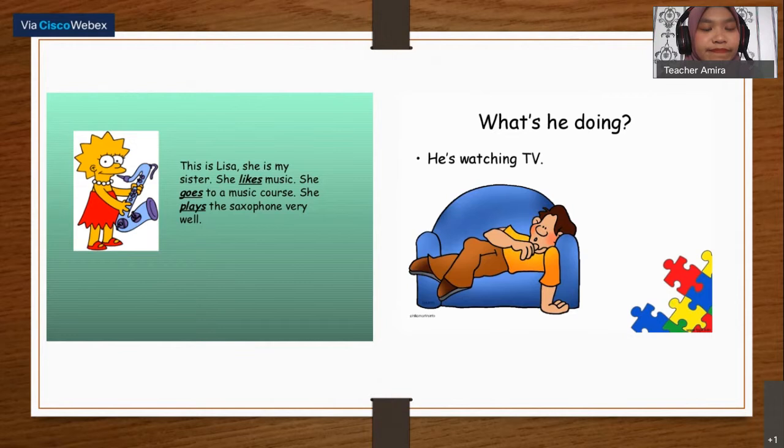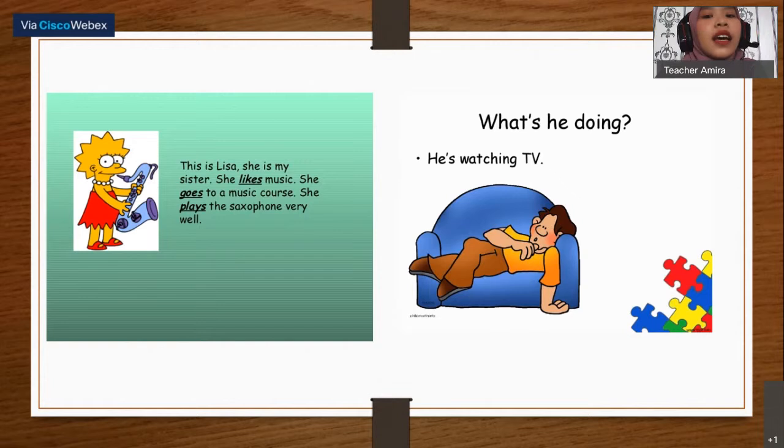Okay. All right. So I'm gonna tell you. I'm gonna give you a few hints. In the first situation, there are three words that are being underlined, which are likes, goes, and also plays. So these three words are a base form of verb.